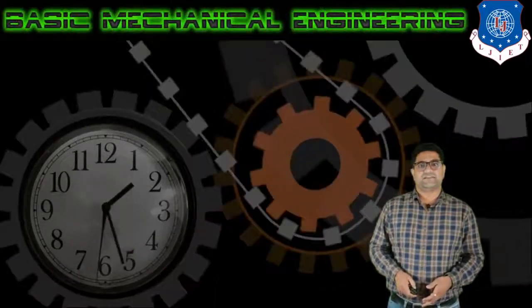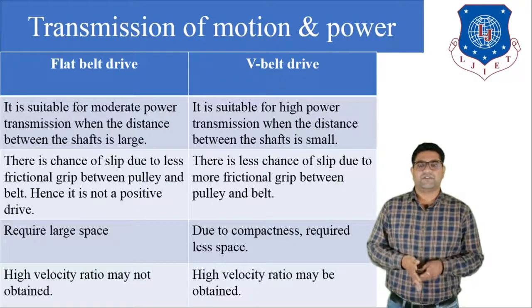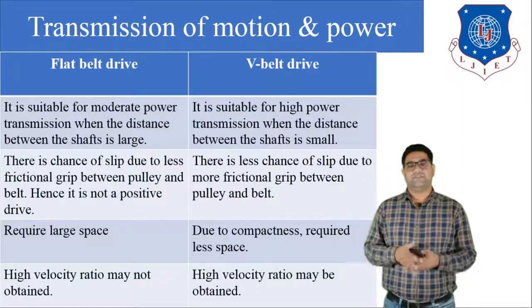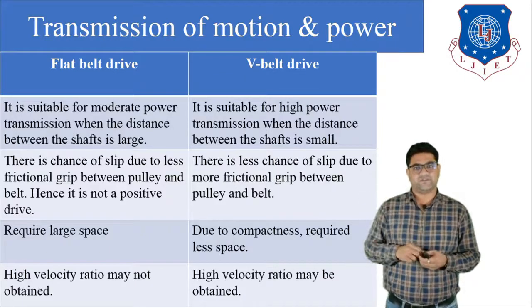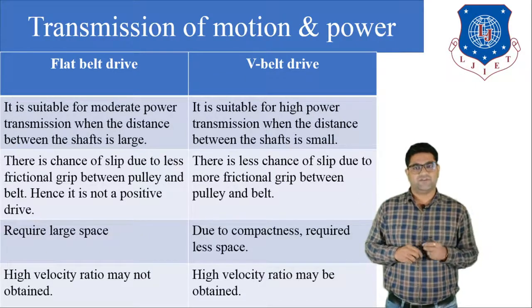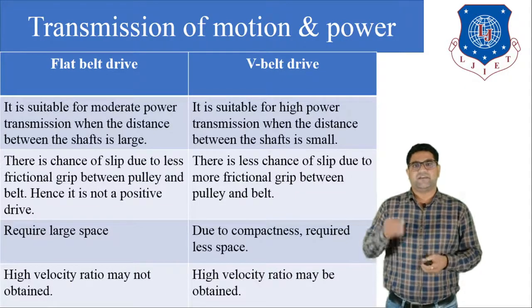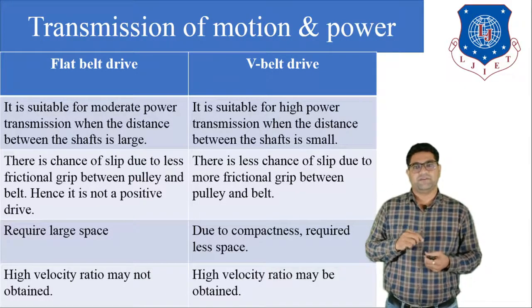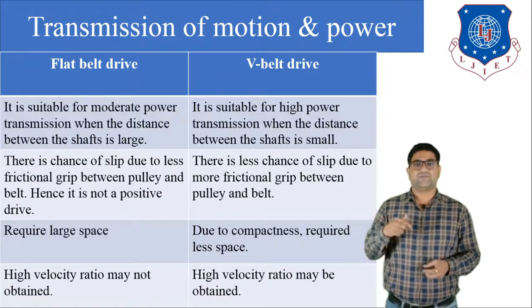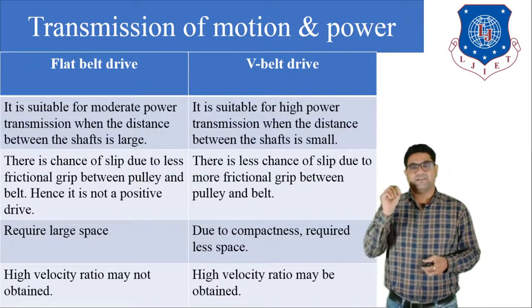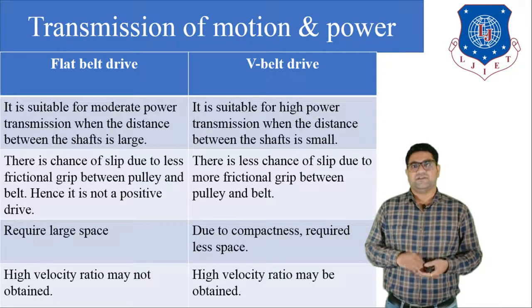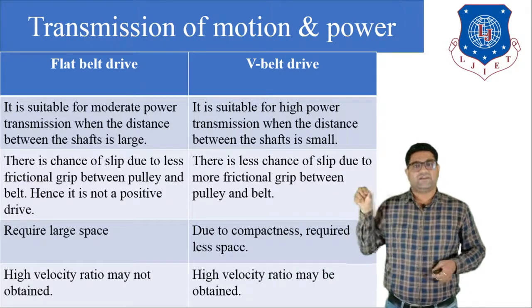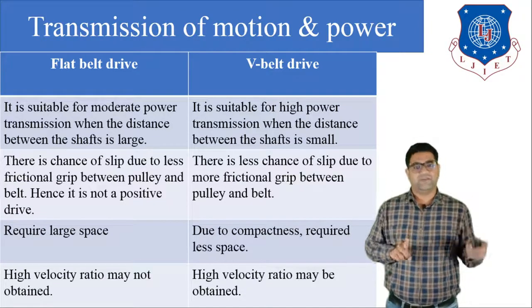So let us start today's lecture with the comparison of flat belt drive and the V belt drive. We know that in the flat belt drive the flat belt is used, and in the V belt drive the V belt is used. We have already understood the difference between the flat belt and the V belt. Generally, the cross section of the flat belt is rectangular and the cross section of the V belt is trapezoidal. Because of this cross section, the flat belt generates less friction than the V belt.